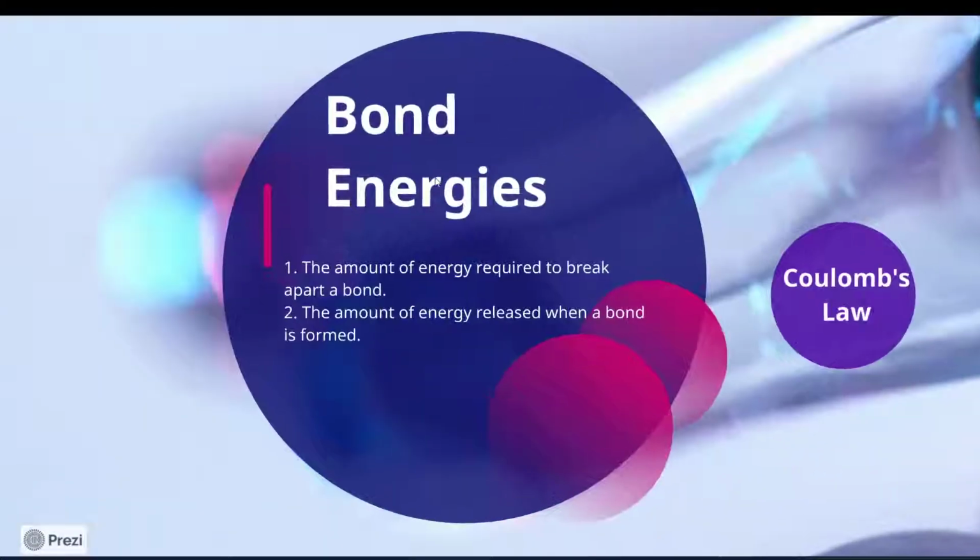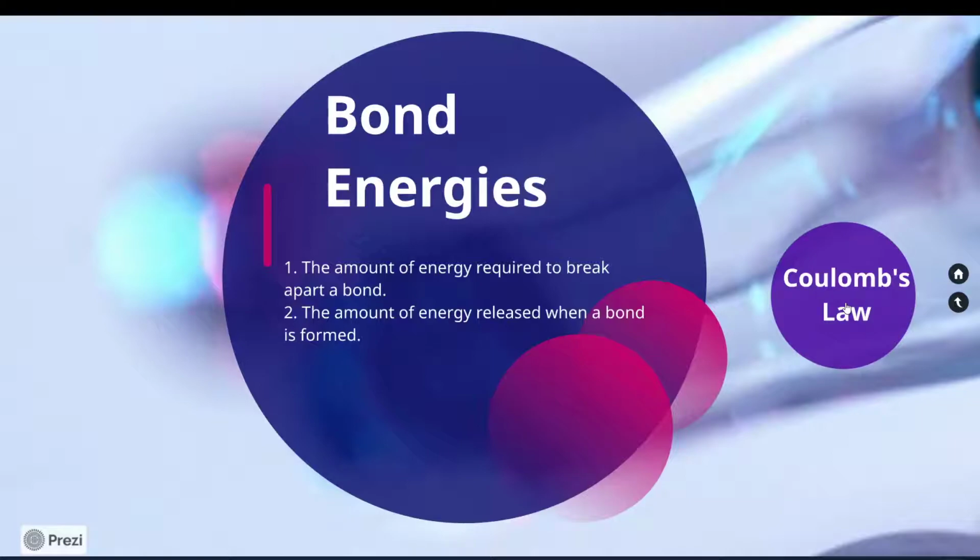So we're going to start here. Bond energy is the amount of energy that's required to break apart a bond. In order to break a bond, we have to input energy. The second part is that bond energy is also the amount of energy that is released when a bond is formed. So we're going to use these two interchangeably. It takes as much energy going in to break a bond as is released when that bond is formed.